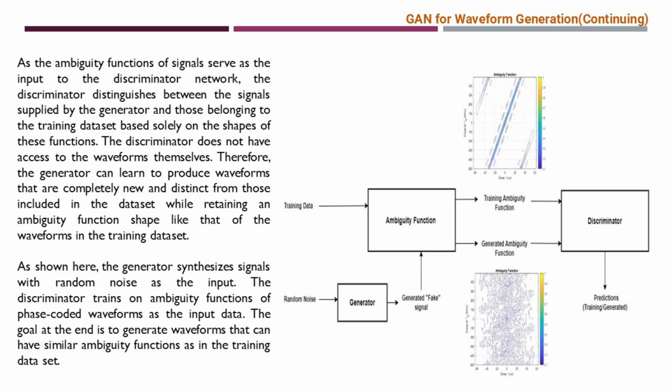In simpler terms, the generator creates new waveforms using random noise as its starting input. The discriminator, on the other hand, is trained on ambiguity functions of phase-coded waveforms. The ultimate goal is for the generator to produce waveforms that have similar ambiguity functions to the ones in the training dataset, but are still new and unique. This process helps radar systems improve by introducing new waveforms that can perform well in distinguishing objects based on range and speed, while also being efficient for different radar applications.